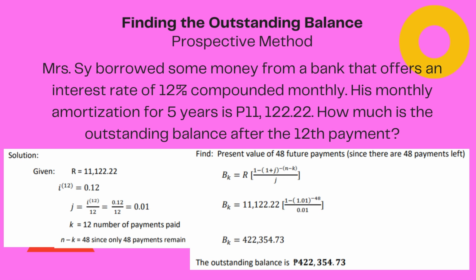So here we are asked to solve for the remaining balance of the loan. So nakabayad na siya after 12 payments niya. Pila na lang ang atong bayaran niana, out of 5 years. So, here, our given is we have our monthly amortization which is 11,122.22 centavos. So, it is represented by capital letter R as our monthly amortization.